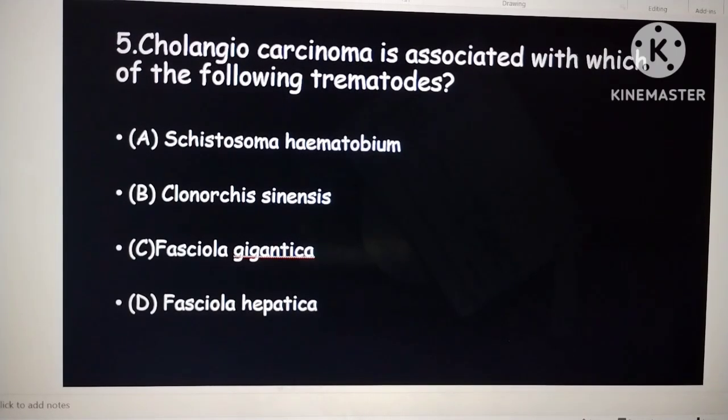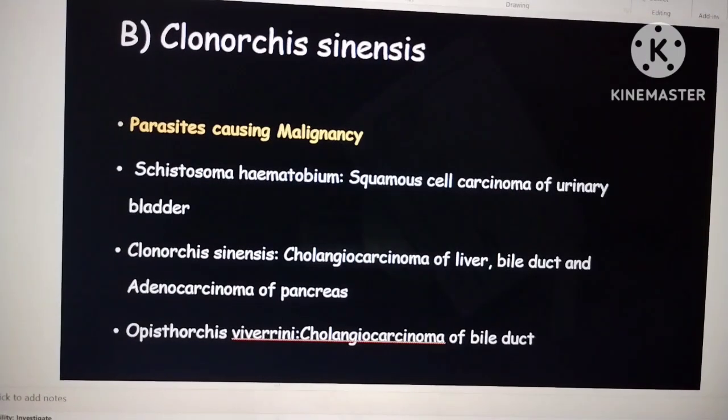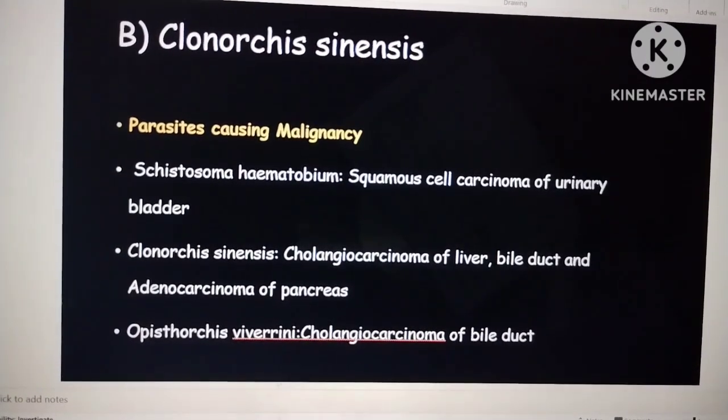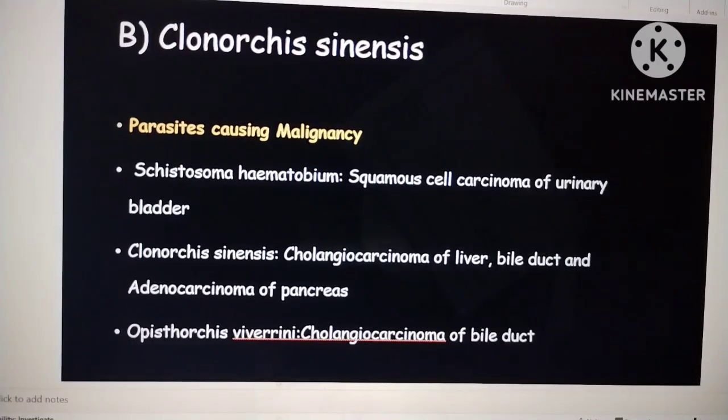So what are the other parasites causing malignancies? Schistosoma haematobium causes squamous cell carcinoma of the urinary bladder, and Clonorchis sinensis causes cholangiocarcinoma of the liver and bile duct and adenocarcinoma of the pancreas, and Opisthorchis causes cholangiocarcinoma of the bile duct. So you want to remember all these parasites which usually cause malignancies.